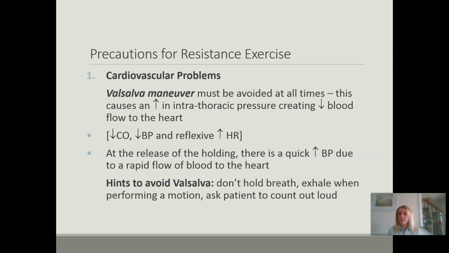Some hints that we can give the patient or tricks to make sure that they're not doing this is have the patient count out loud when they're doing the exercises. If they're counting and talking, they can't be holding their breath. Exhale when they're performing a motion. Whenever you're doing something heavy on that effort part, have them exhale. Or just have your patient talk to you. Again, if they're talking, they can't be holding their breath. So make sure that you're avoiding this, especially with your cardiac patients.